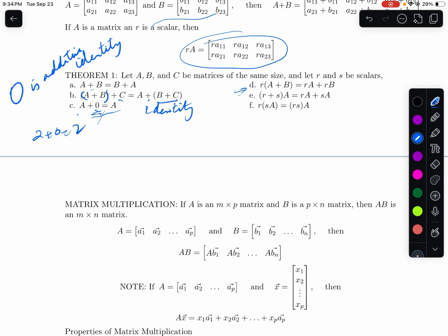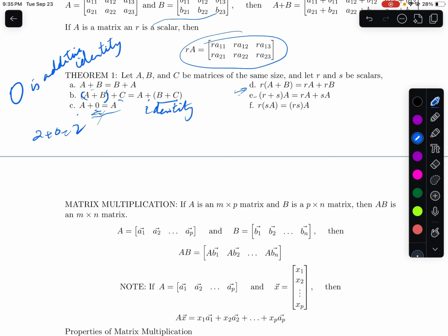Then B says R times A plus B is equal to RA plus RB. So R is a scalar, and if you multiply the sum of two matrices by a scalar, you will get the same answer as if you first multiplied each matrix by the scalar and then added the results. This is the distributive property, a distribution law.